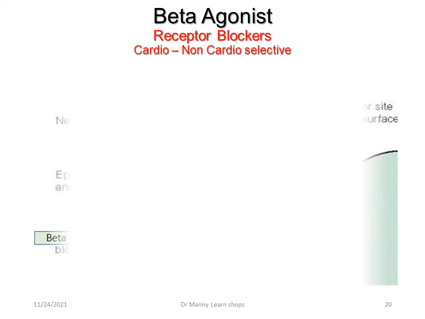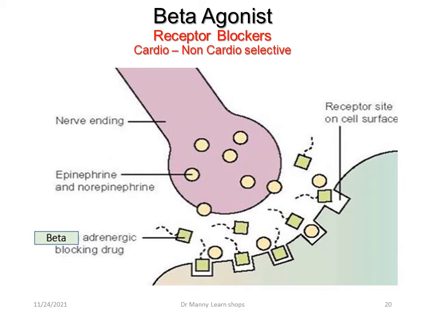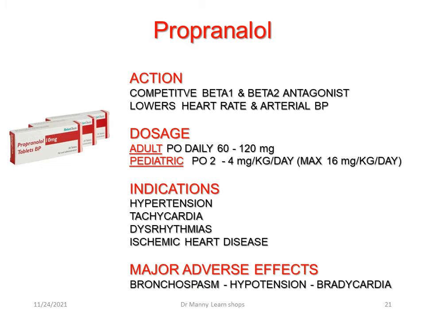When you look at beta receptor blockers, you've got cardio and non-cardio selective. They work primarily the same way as all blocking agents. They inhibit epinephrine and norepinephrine from getting to the receptor site on the cell membrane. Propranolol is the first medication that we'll be looking at.